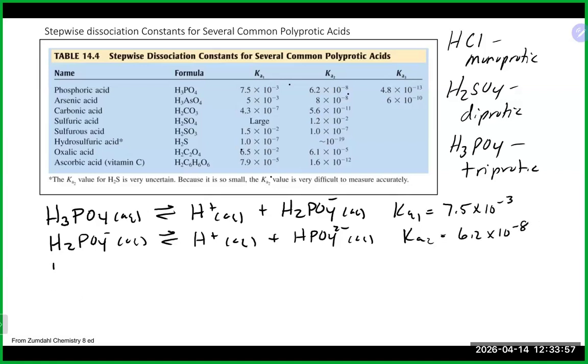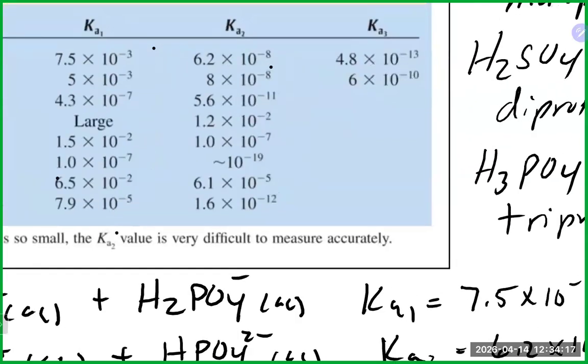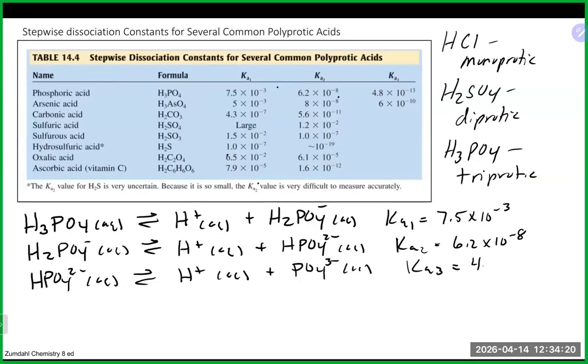The last step along the way will be HPO4 2 minus, which has already lost two hydrogens, will lose its very last hydrogen in this case, and we'll make some phosphate here. And that is our Ka3 value. In this case of phosphoric acid, I think that's 4.8 times 10 to the minus 13. So this is, again, a stepwise fashion that occurs, and each of these is an equilibrium that occurs as each of the hydrogens comes off.